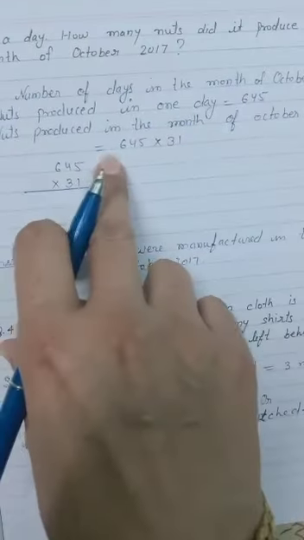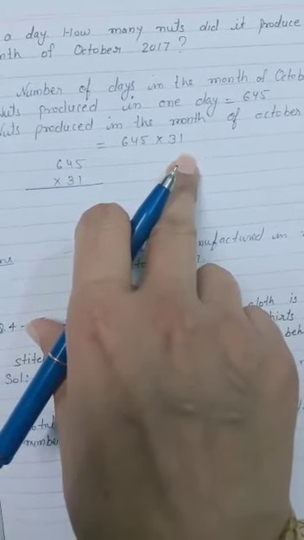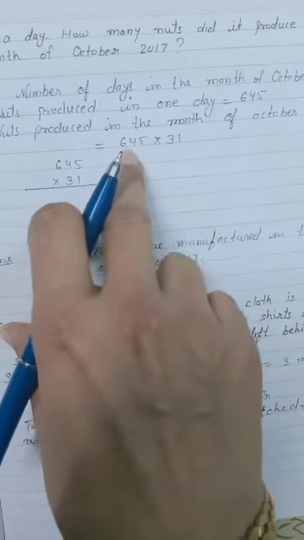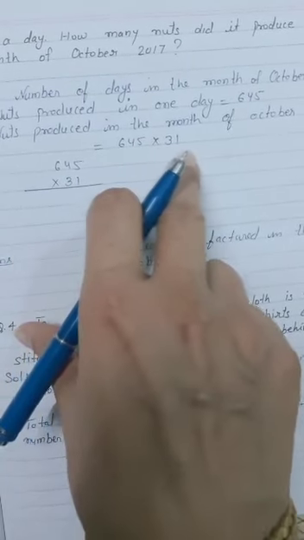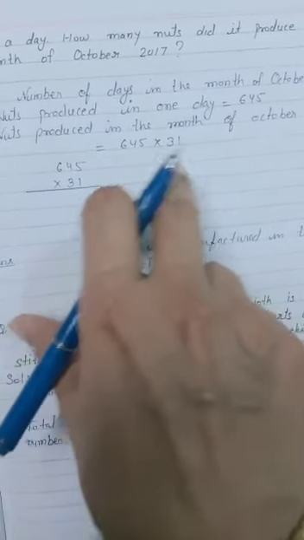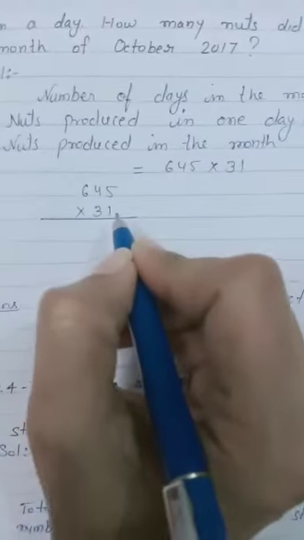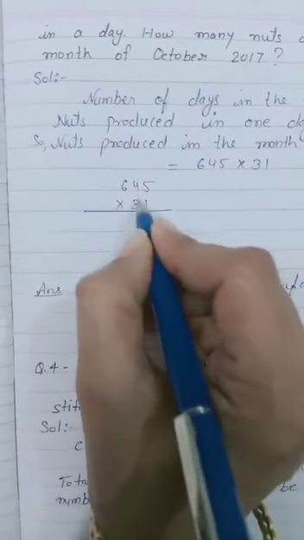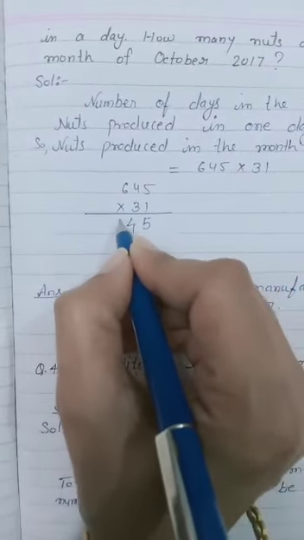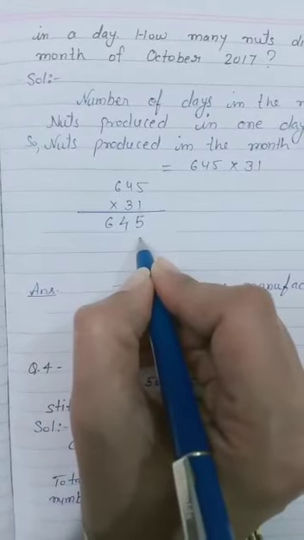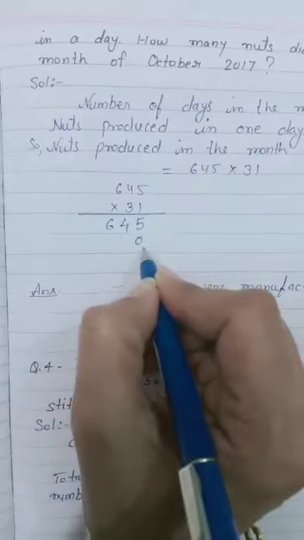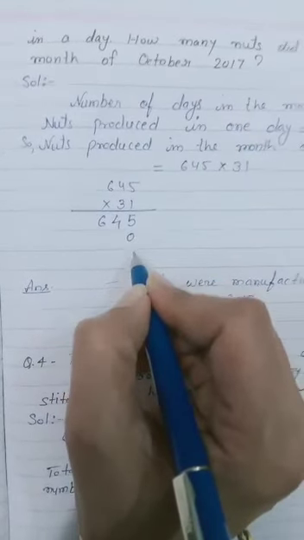Simple. Which operation do we have to do here? Multiply. So 645 into 31, because there are 31 days in the month of October. Let's do this. 1 5 is 5, 1 4 is 4, 1 6 is 6, and what do we have to write here? For the tens digit we have to write 0, or you can write a cross, according to you.